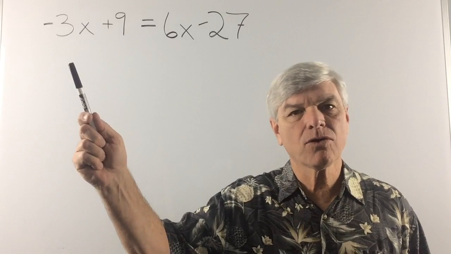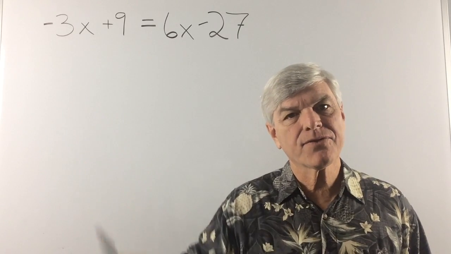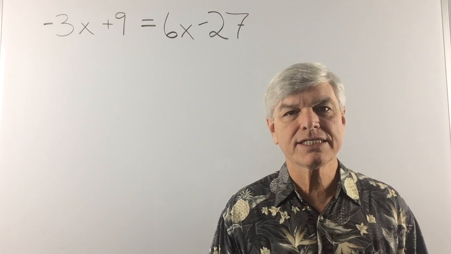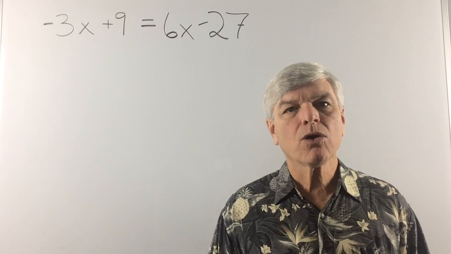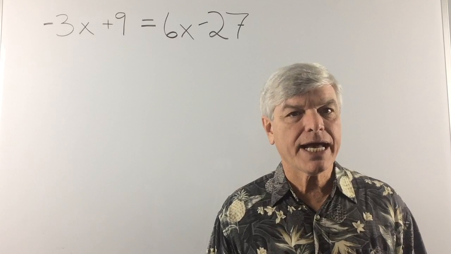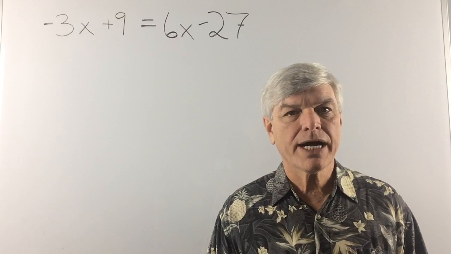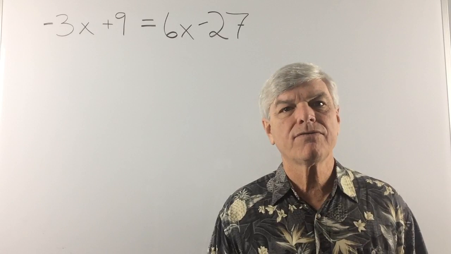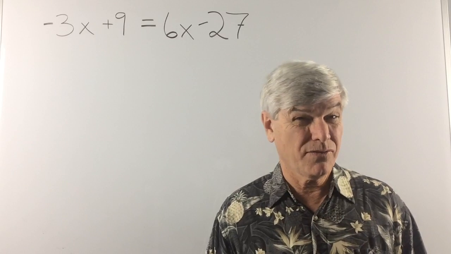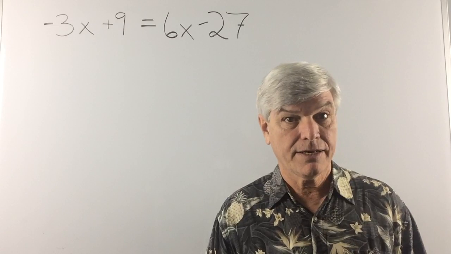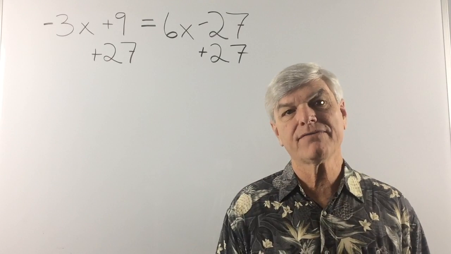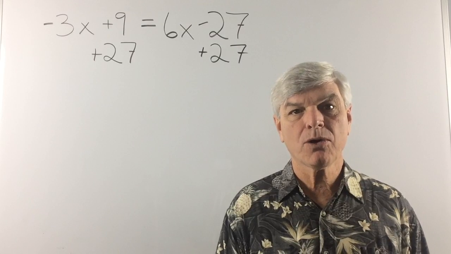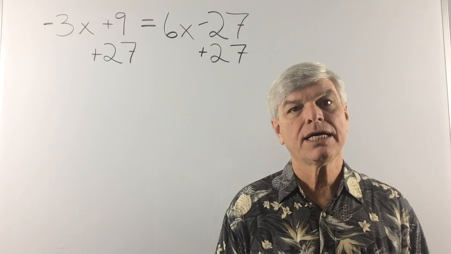And there's our negative coefficient. And we have negative 3x plus 9 equals 6x minus 27. And we're going to move the negative 3x over to the right-hand side. And we're going to move our units first, which means we're going to move the units to the other side. That's right, to get rid of negative 27, we need to add positive 27 to both sides of the equation.